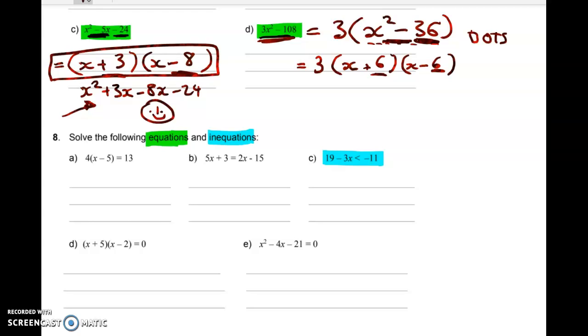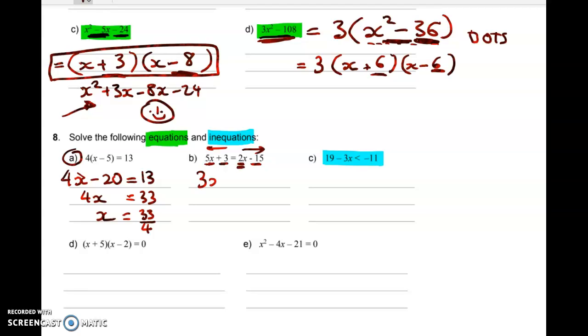So for the first one here, 8a, we're going to expand it and get 4x minus 20 is equal to 13. 4x is equal to 33. So x is equal to 33 over 4. The next one, well, I've got 5x and 2x. And then I've got the plus 3 and the minus 15. So I want x's to one side, numbers to the other side. I'm going to start by subtracting the 2x from both sides. I have 3x plus 3 equals negative 15.